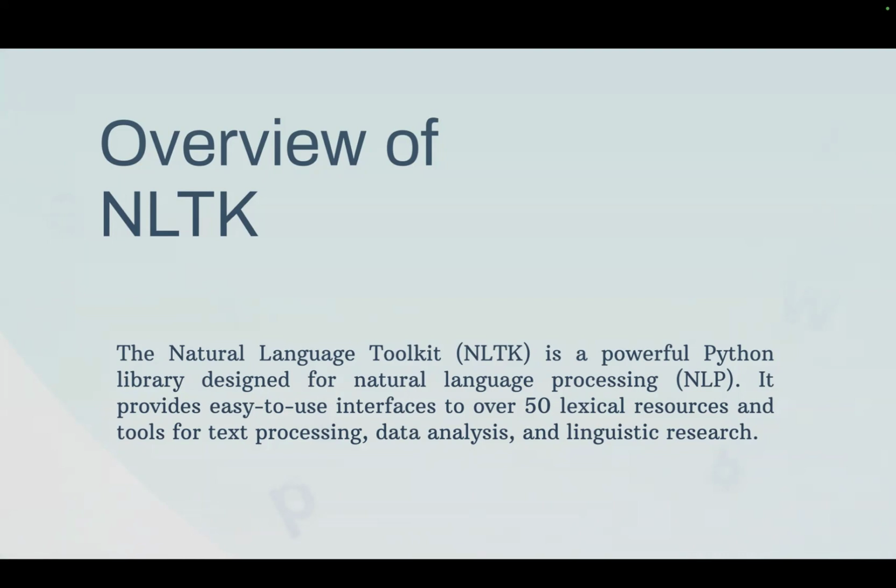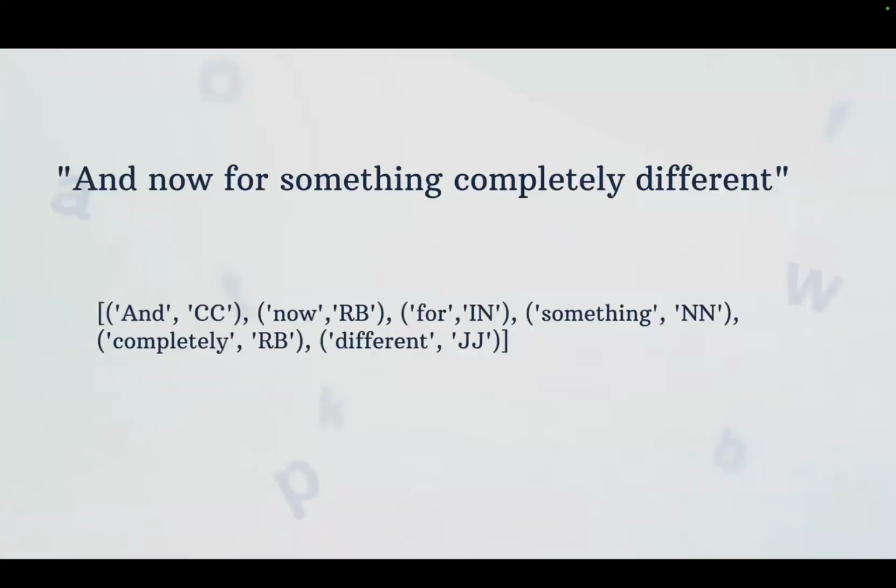So let's look at an example. Here is a sentence: "And now for something completely different." In this sentence, after we POS tag it, it would be like what you see here, where CC is a coordinating conjunction, now and completely are RB, the adverbs. For is IN, a preposition. Something is NN, a noun. And different is JJ, an adjective.